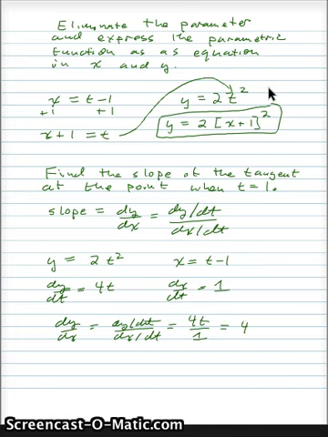Which is of course just 4t. But I wanted the slope of the tangent when t equals 1. So what is dy/dx at the value where t equals 1? That's going to require me to plug 1 into 4t. So it'll just be 4t when t equals 1, or 4 times 1, which will be 4. So the slope of the tangent there indeed will be 4.